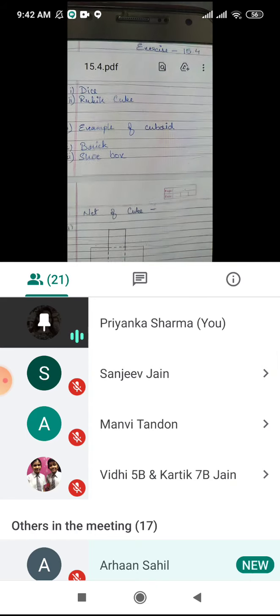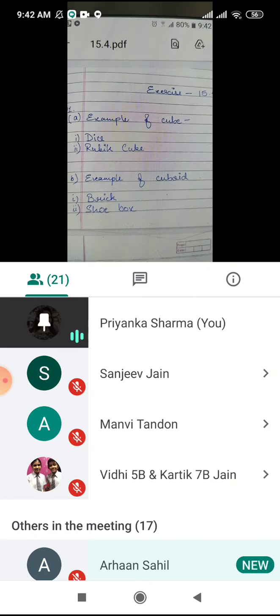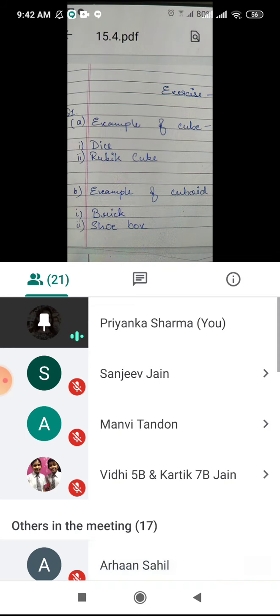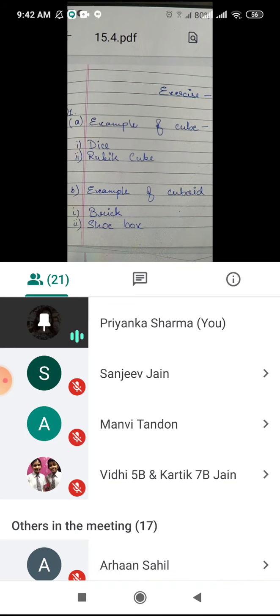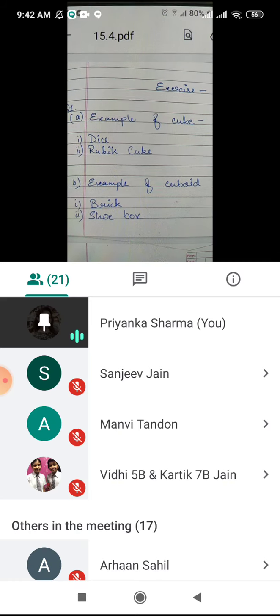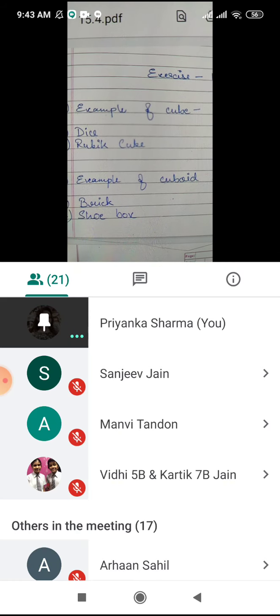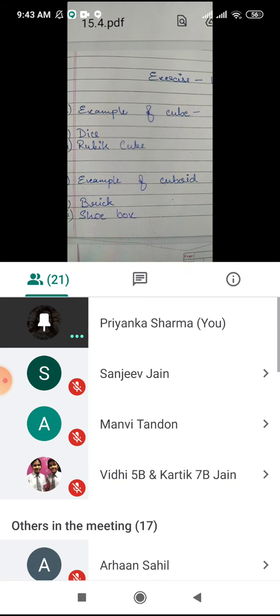Which example, beta, are you talking about? Look here in the camera. See now. Example of cube: dice, Rubik cube. Example of cuboid: brick and shoebox. Done?